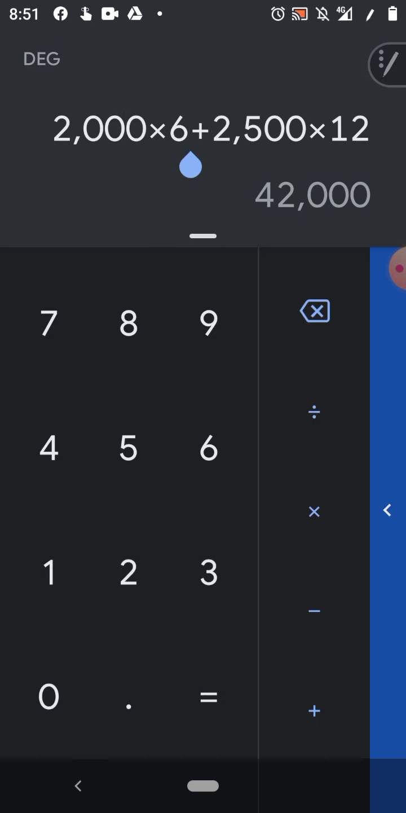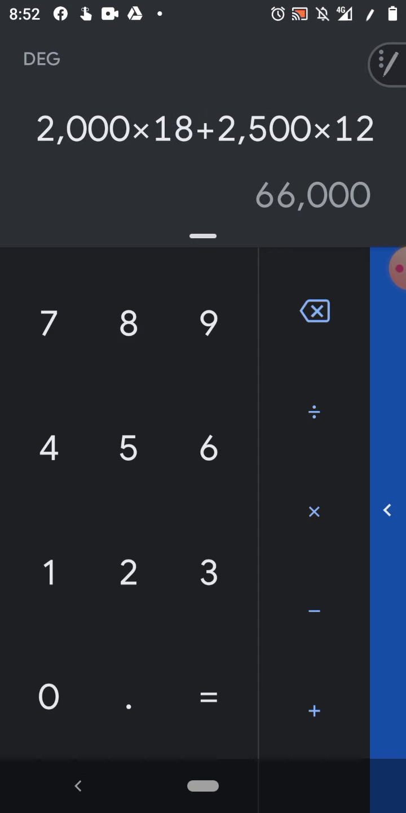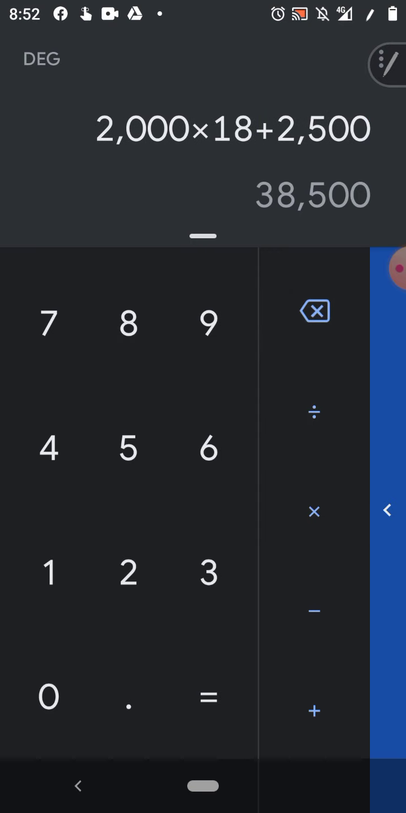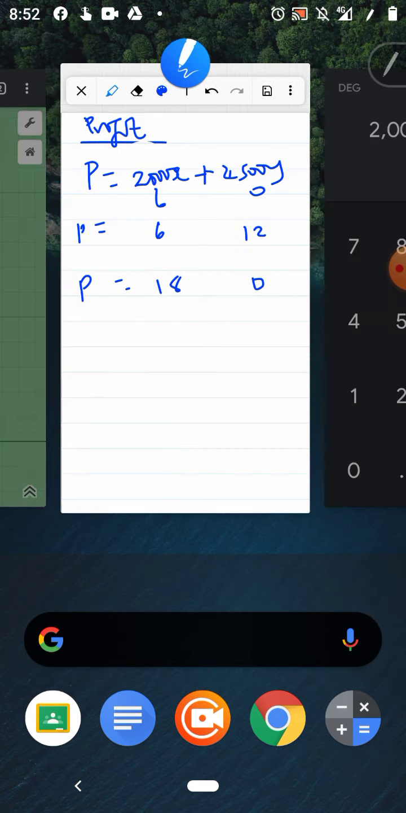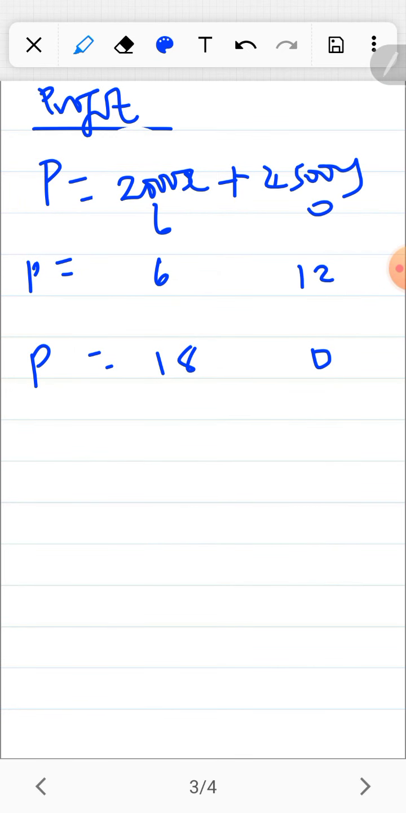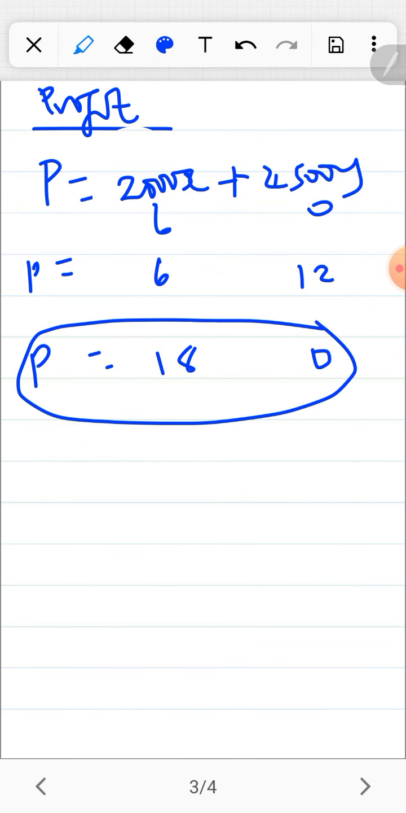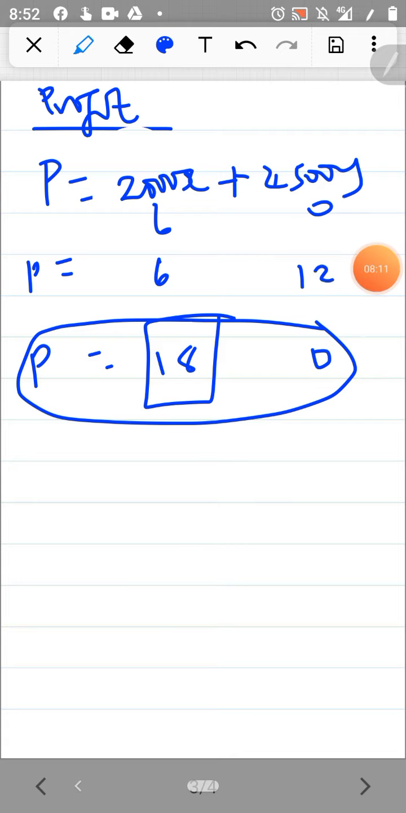But if I check the other one, 18,0, 2000 times 18, and this one times 0, that one gives her a profit of 61,000. So yeah, I think this is what would give her the biggest profit. 18 of type A and 0 of type B. Yeah, so there you have it.